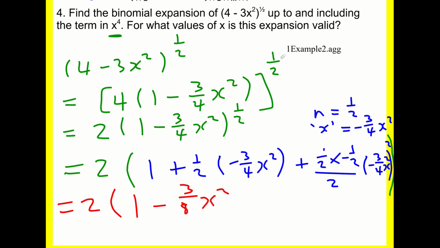And then what's going to happen here? Okay, I think this is worthy of an extra step. So I think what I'll do is a half times minus a half is minus a quarter, divided by 2 is minus an eighth. So it's going to become minus 1 over 8. I've just dealt with this part of it. And then I'm going to square minus 3 over 4 x squared. So that is going to become 9 over 16 x to the 4. Hopefully you see where I got that from.